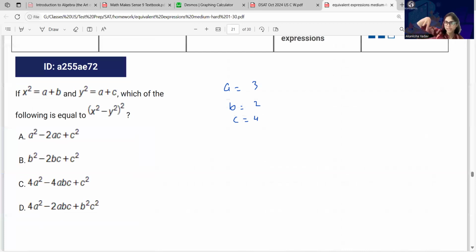So when you have multiple variables, and if you're writing equivalent expression, what you have to do, you have to give each one a value, because here on the left side you have A, B, and C. So you're giving one value to each one of them. You will get some value for x squared minus y squared whole squared, and you compare with all the options, you should be getting 4 as your answer. Wherever you're getting 4, that option is correct. Make sense?